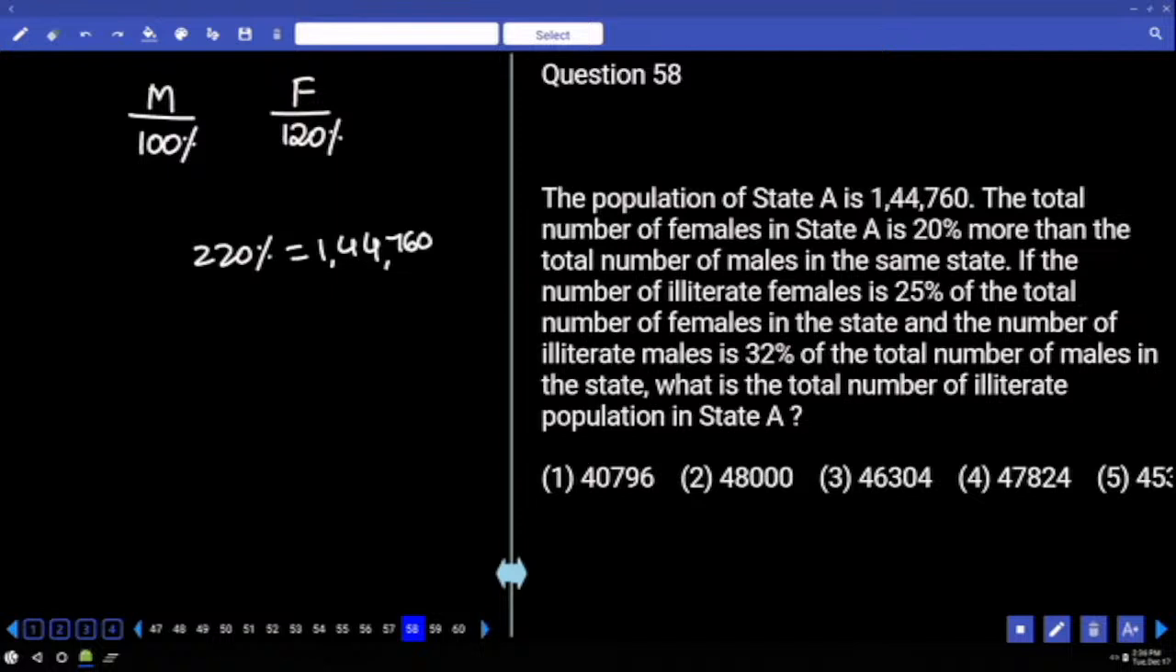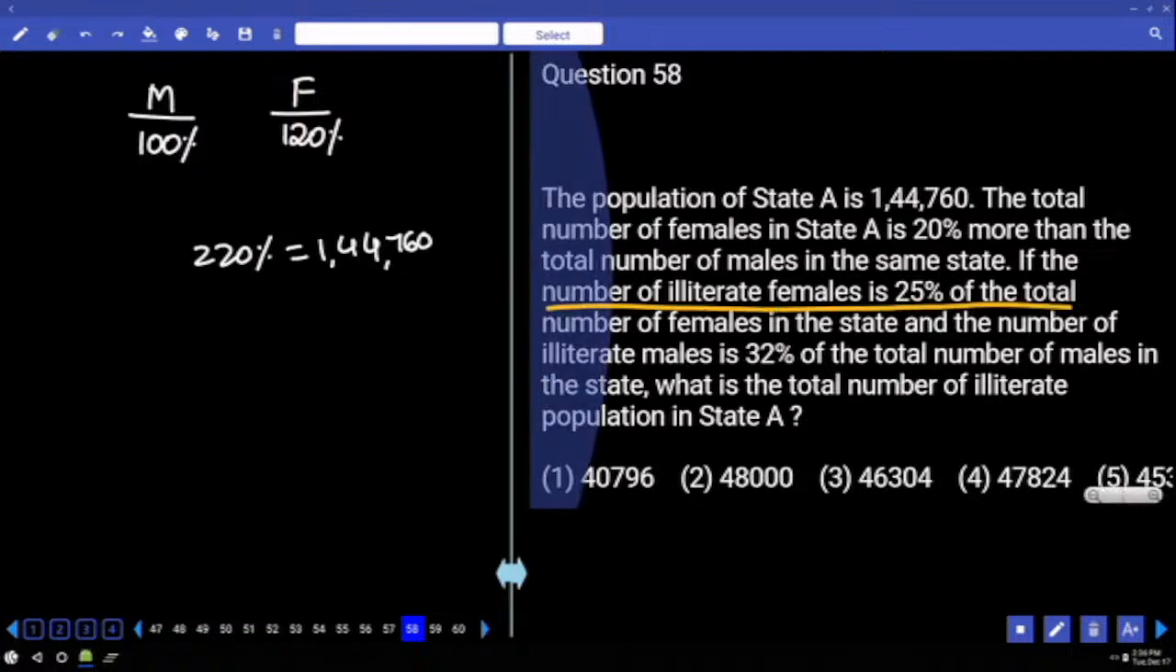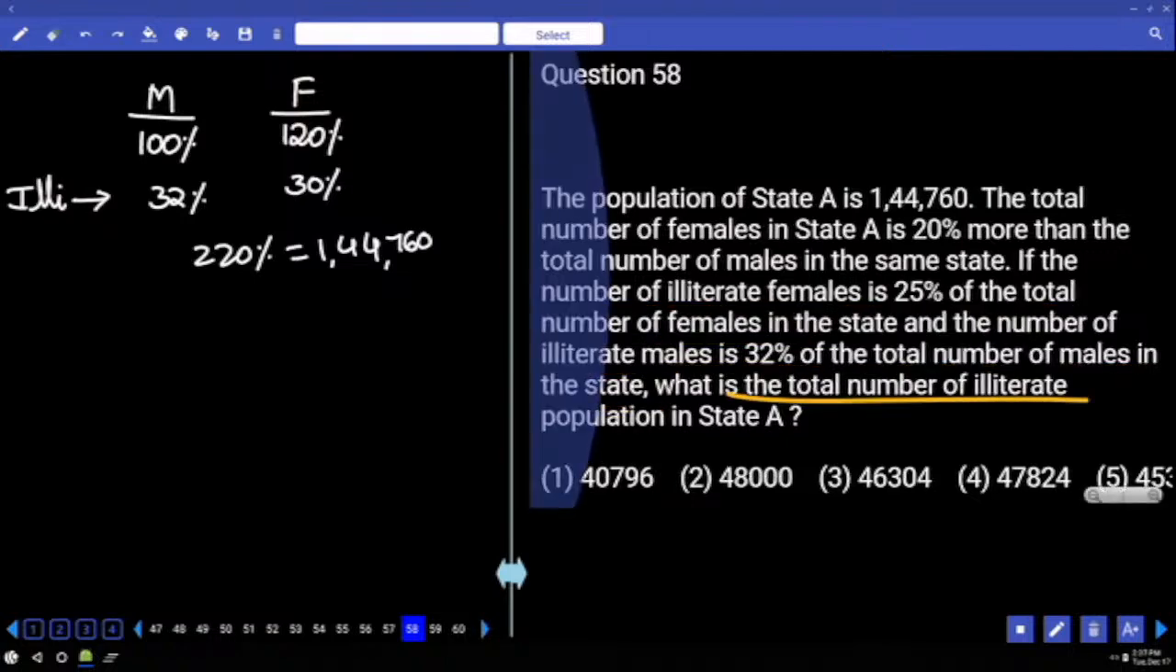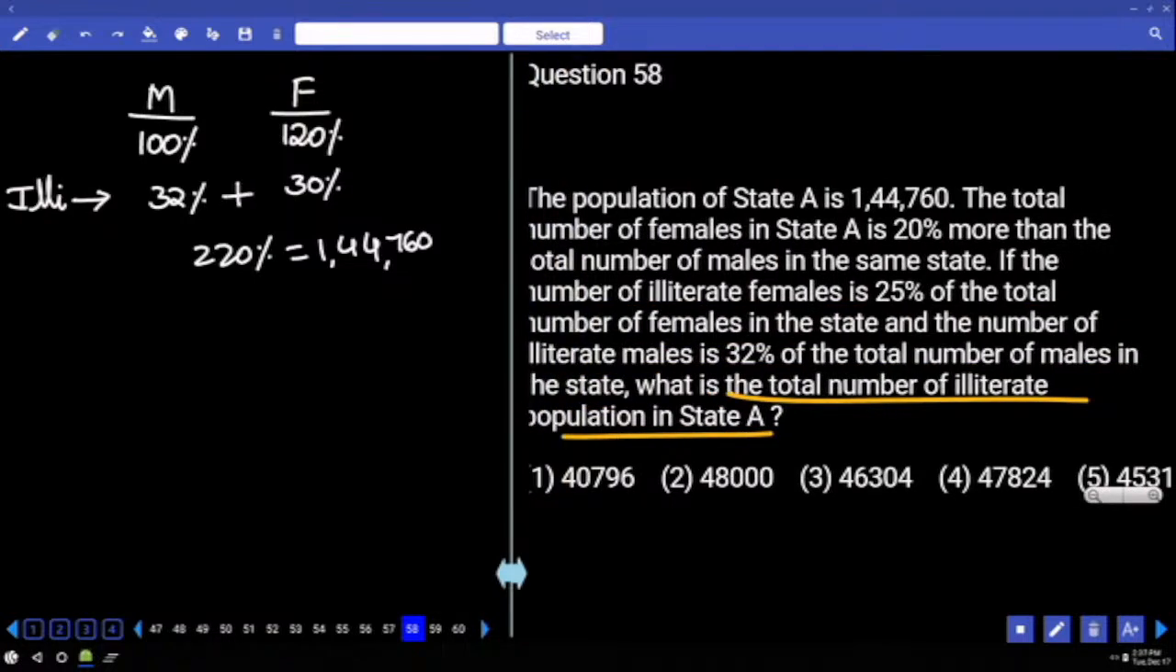1,44,760. If the number of illiterate females is 25% of total females, which are 120, then 25% means 1/4, or not? 1/4 of 120 is 30, illiterate. Number of illiterate males are 32% of total males. Of total male 100, 32. What is the total number of illiterate population? 32 plus 30, 62% is how much we need to calculate.